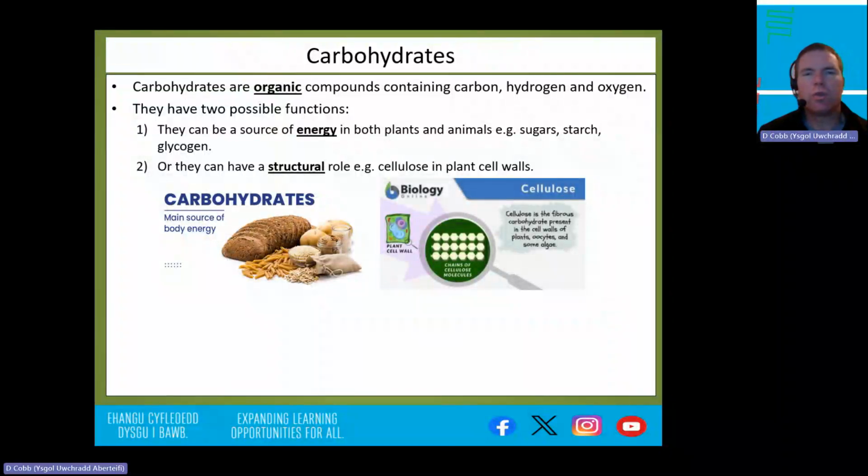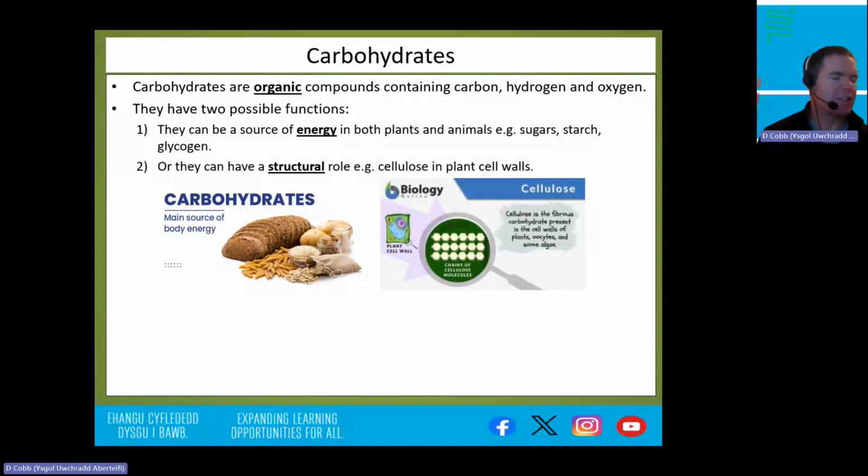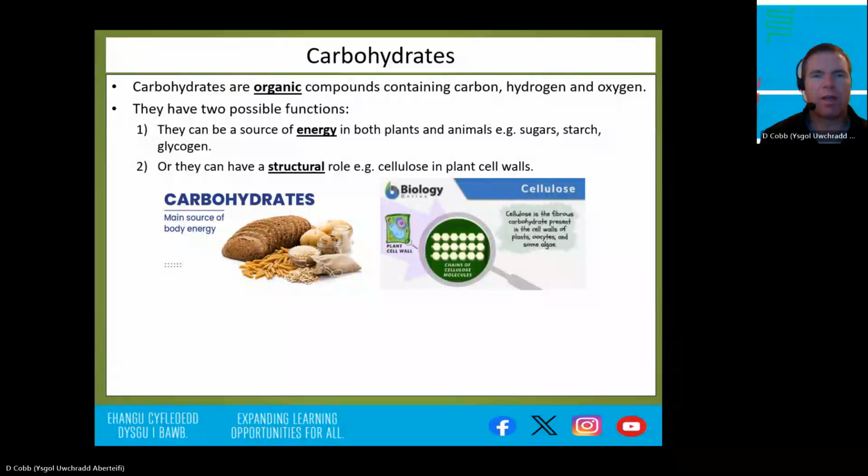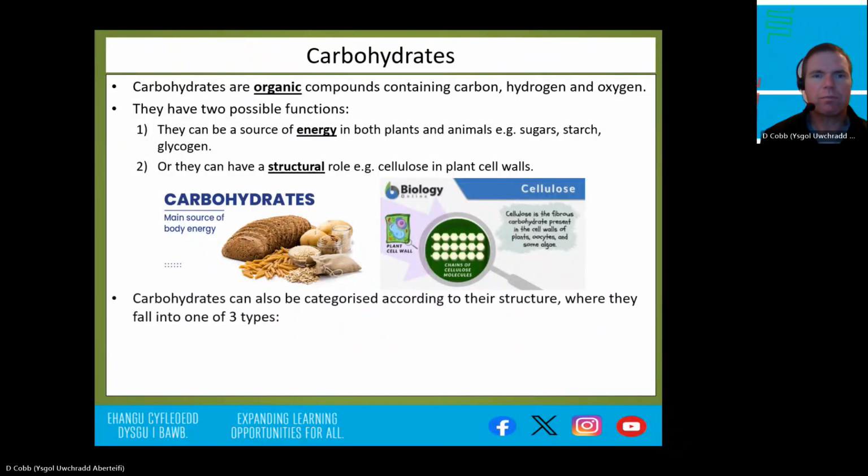The other thing they can do, which is less familiar from GCSE, is they can have a structural role. So cellulose is a carbohydrate. You would have heard of cellulose from GCSE. It's a component of cell walls, but it's less obvious that it is a carbohydrate. But we'll go into more detail on cellulose and other carbohydrates later on.